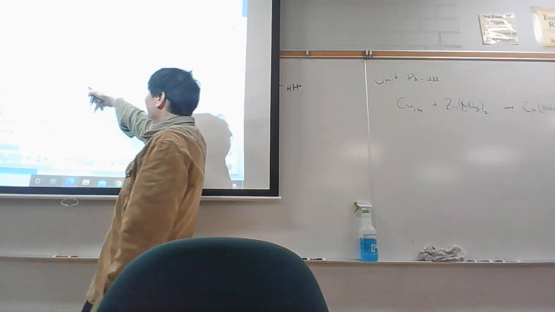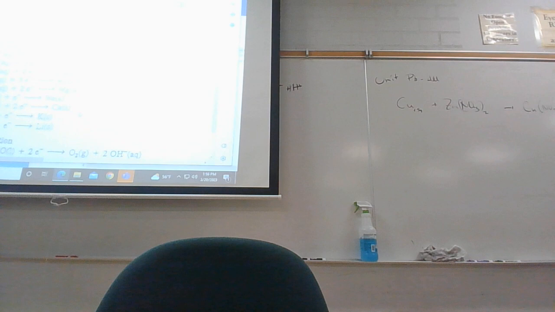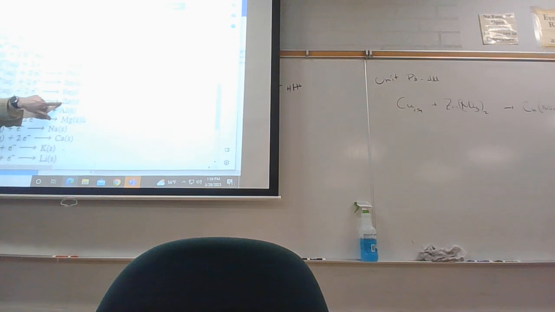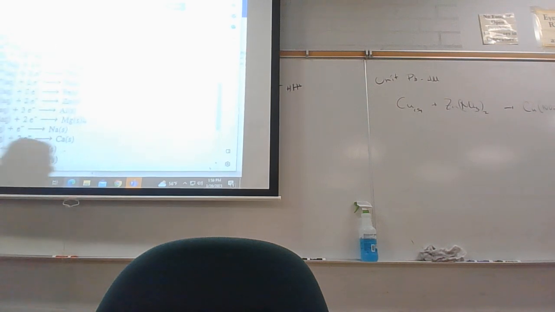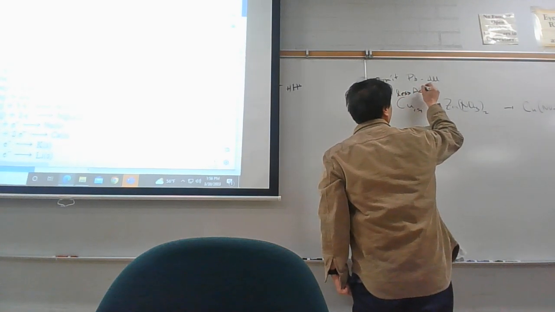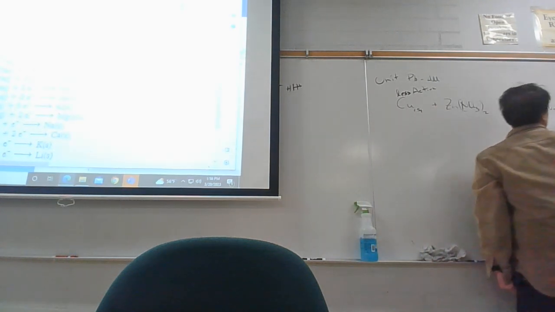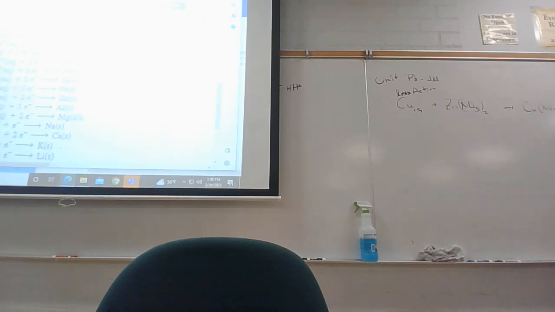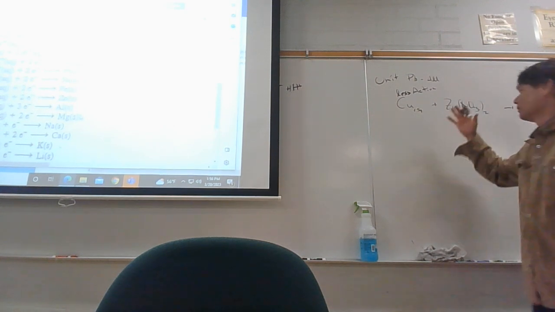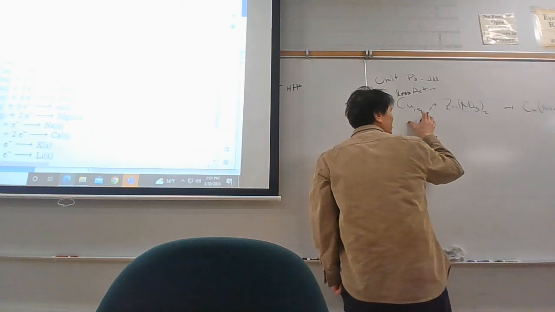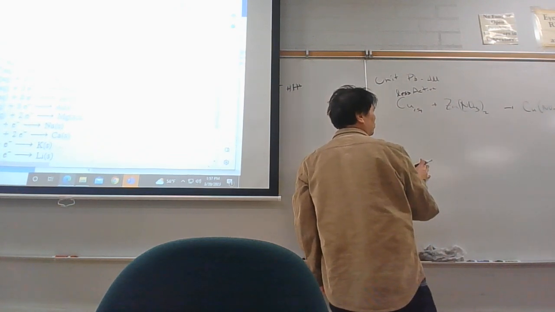So zinc is up here, and then copper is here at the top. And so that means zinc is more active than copper. Lithium is the most active. And so what we're doing is we're going from less active copper to more active zinc. Is that the direction we want to go? Do we want to go from less active to more active? No. Because going to less active means more stable. What we're doing is we're going from more stable to less stable. That's not the direction we want to go.